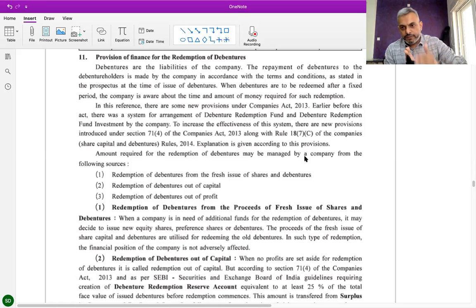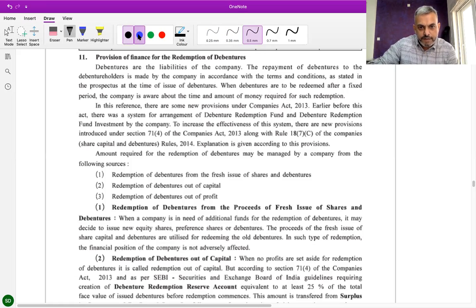And for this, we have to refer to the provisions of the Companies Act 2013. So you can mark this over here: provisions under the Companies Act 2013. Now, how do we finance it? You can see over here there are three sources given that the amount required for redemption of debentures may be managed by a company from the following sources.